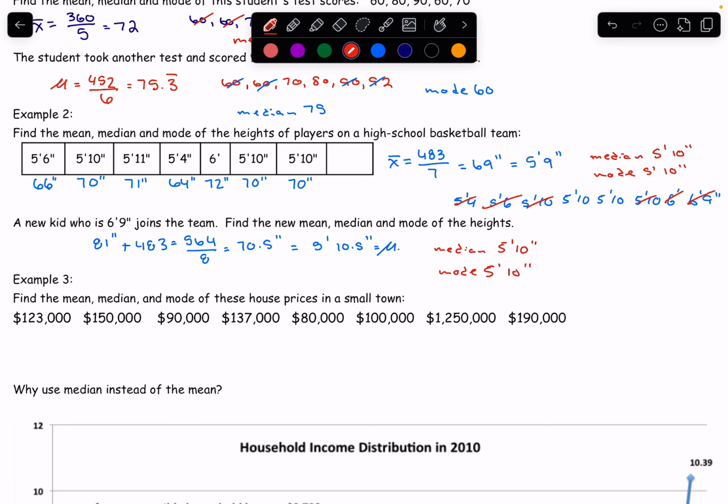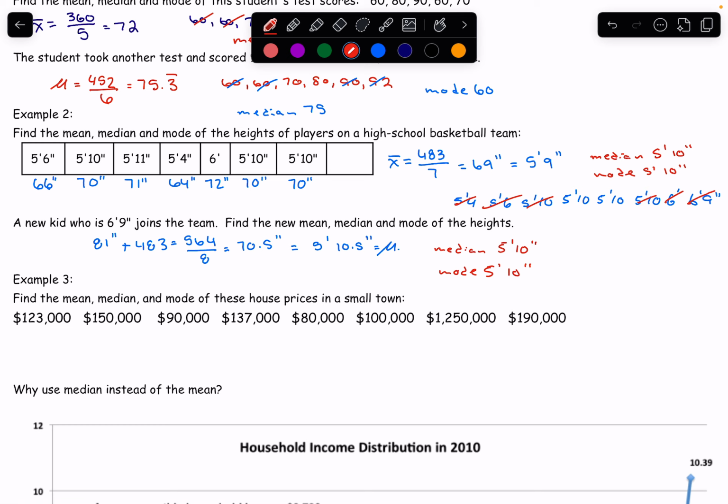Now, example number 3 is going to help us lead into some other lessons later on in the quarter. But I think it's a good example of why you shouldn't always trust the average or the mean, okay? So you've got all these different houses that are getting sold in this small town. So you've got the different prices of these houses, and most of them are, what, you've got 123,000, 150,000, 90,000. There's one way down at 80,000. I don't think you could find a house in St. George for 80,000.